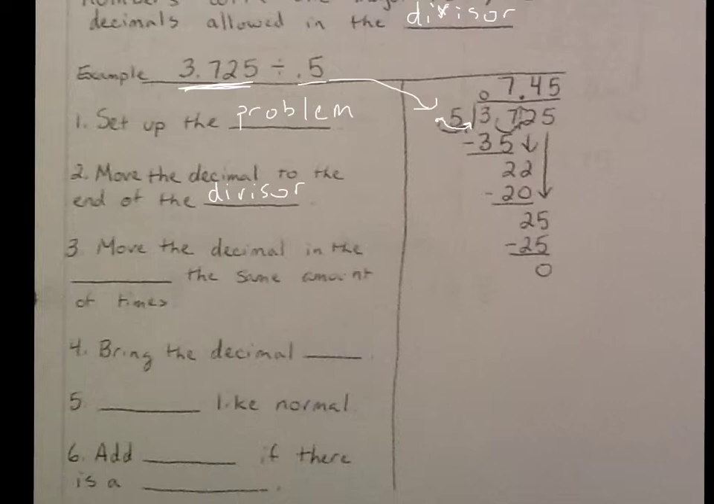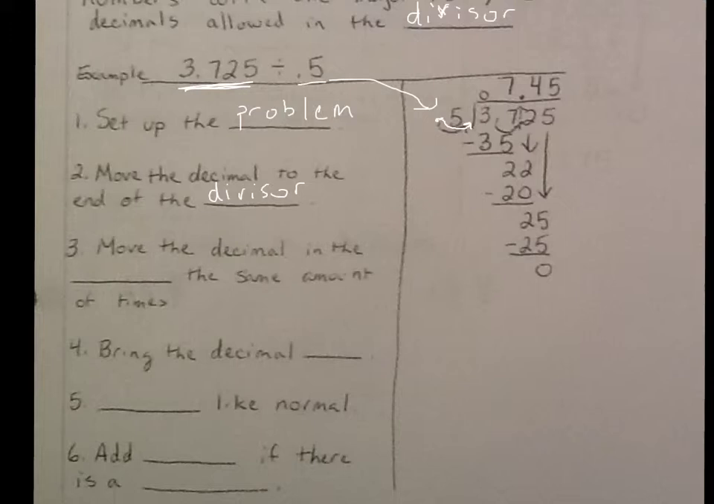Now let's say, for instance, you had a different number. So instead of 0.5, say it was like 0.25. You would have to move it 2 times. You got to make sure it's all the way at the end. So however many decimal spots you have, move it all the way to the end. Okay, so that's step 2. Move the decimal to the end of the divisor.